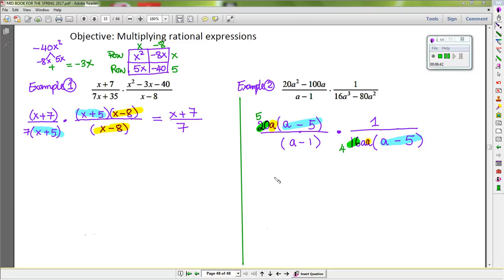Now when you multiply the numerator and the denominator, in this case we have in the numerator 5 times 1, and in the denominator we have a minus 1 times 4a. So let's multiply that out, that will give us 5 for the numerator. For the denominator, you are going to distribute, or multiply the 4a to each one of the terms inside. So that will give us 4a to the power 2 minus 4a.